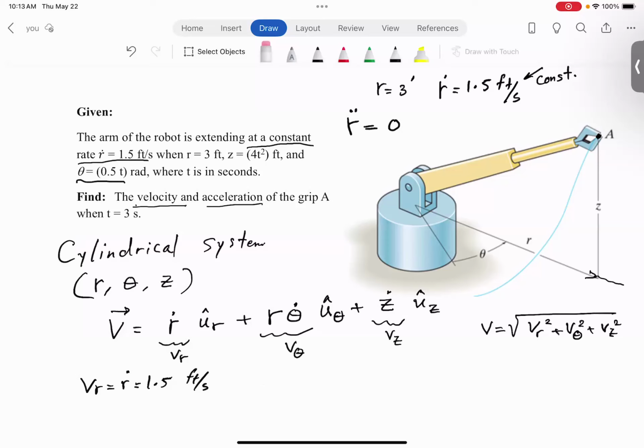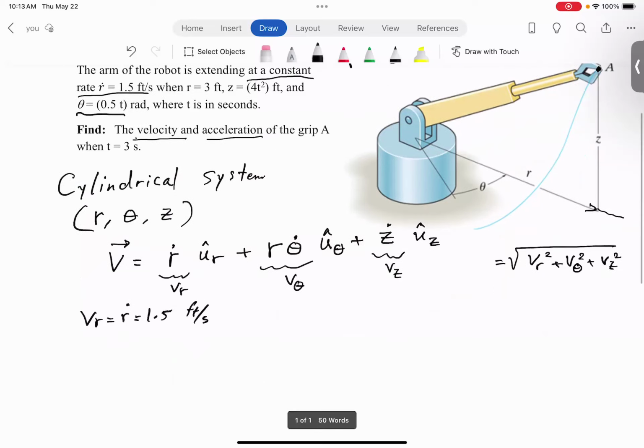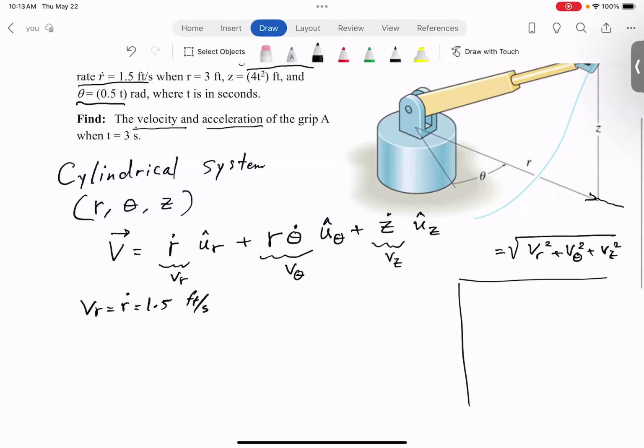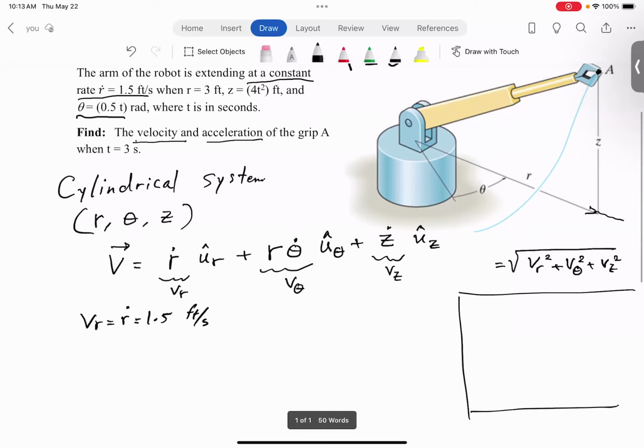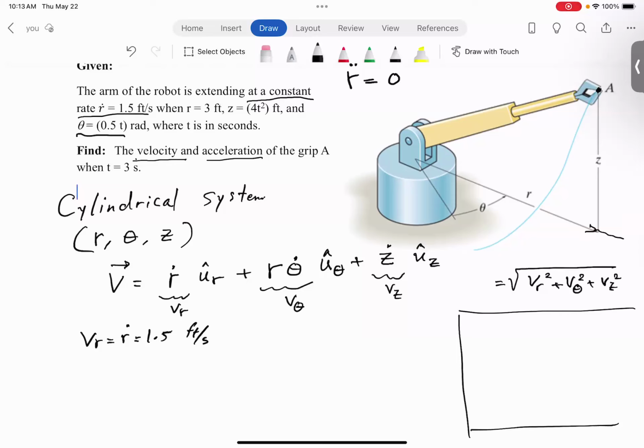So before I go any further, let's do this, guys. Let's move over here on the side and say, okay, what do we need eventually? We need theta dot, which would be 0.5. And then for the acceleration, we also need theta double dot. You'll see the formulas in a second. So that would be 0. This is based on this equation, right?